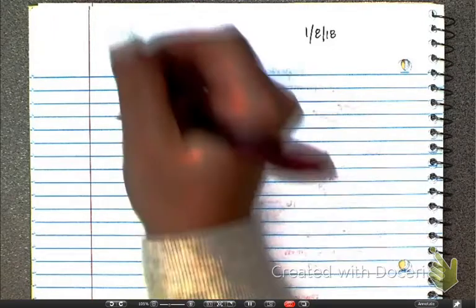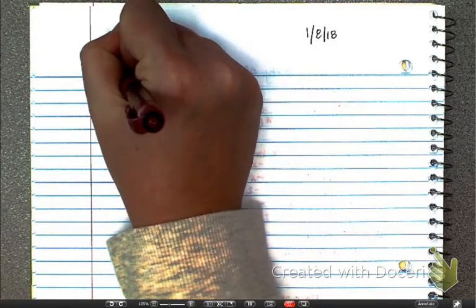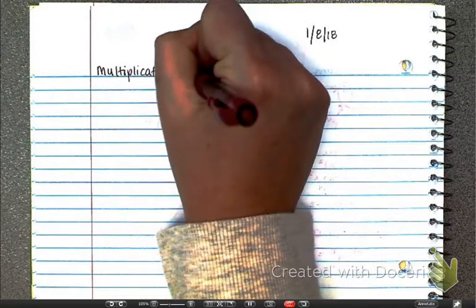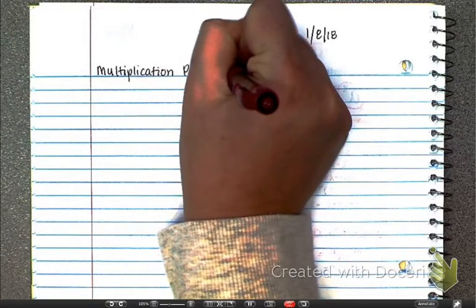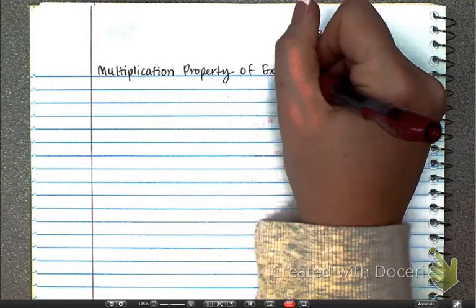All right, we're going to look at multiplication properties of exponents. Property of exponents. It should be in your middle cubby.